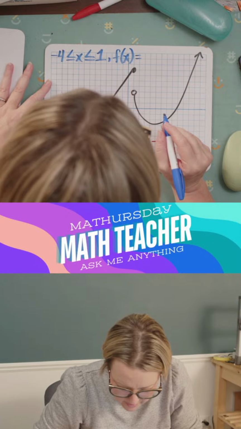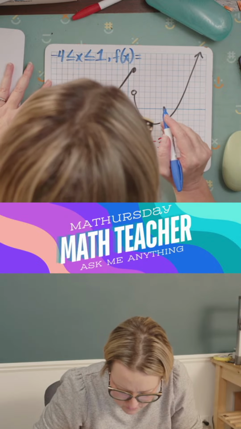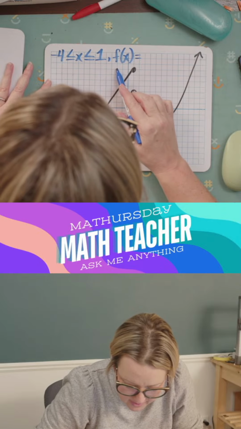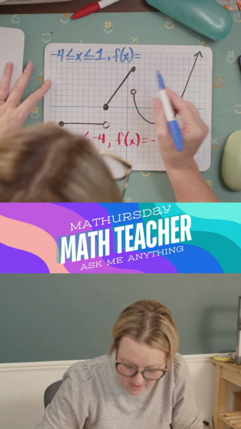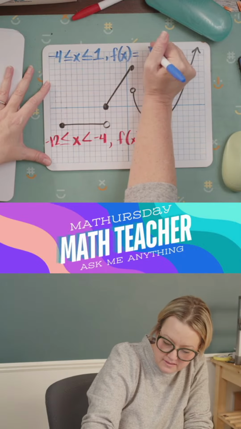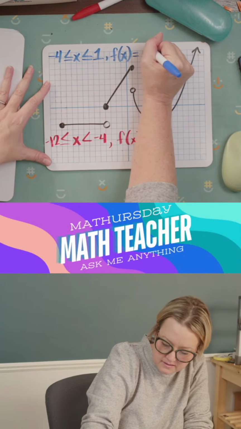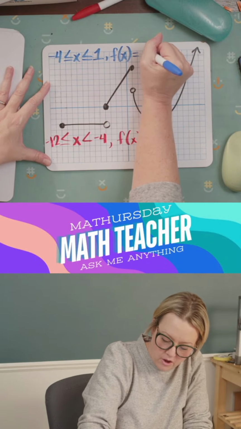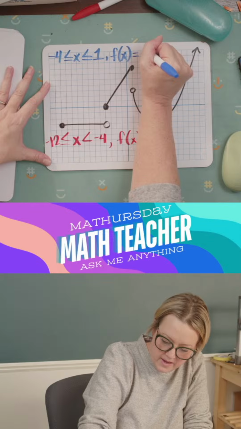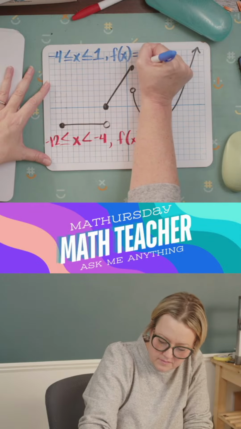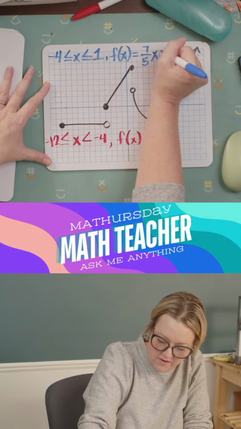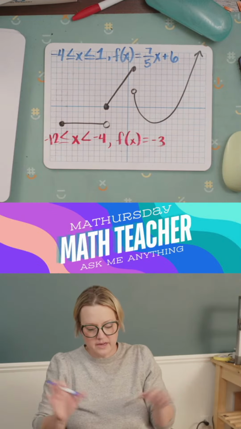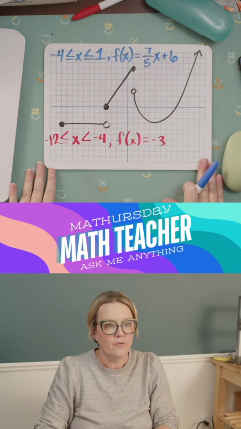Oh, why did I make it? No, sorry, the slope is not 7. The y-intercept is 7. It's 1, 2, 3, 4, 5, 6, 7, 8. 1, 2, 3, 4, 5. So the slope is, that's not going to be right. Ugh. Yeah, we're just going to go with it. Let's just say the slope is 7 over 5x plus 6. I know that's not exactly what it is, but we're just going to go with it for now. Okay?